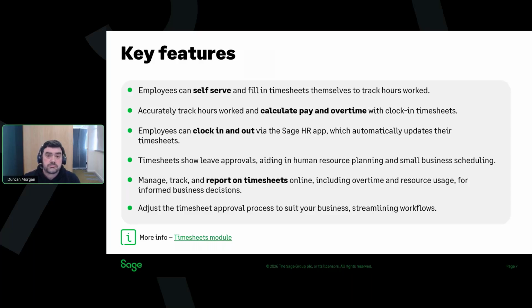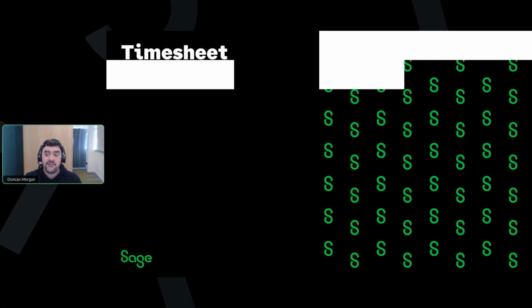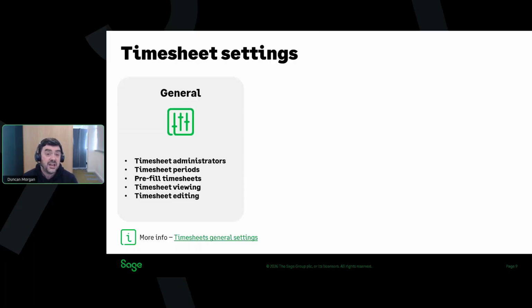So in today's session, we're going to explore this in more detail, and we're going to begin by taking a closer look at the timesheet settings. Timesheet settings are split into three main areas. We have general settings, which control how the timesheets look and feel to your employees.